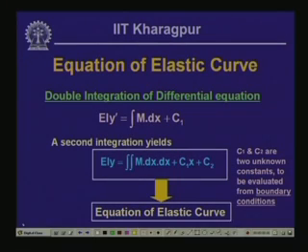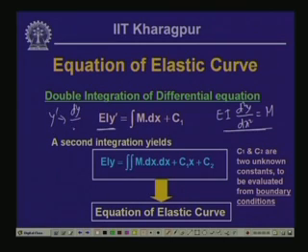Well, now from the differential equation which we have obtained, EI d2y by dx2 equals the bending moment M, if we integrate once, we get EI y dash, where y dash stands for dy by dx, is equal to the integral of M dx plus a constant of integration C1.